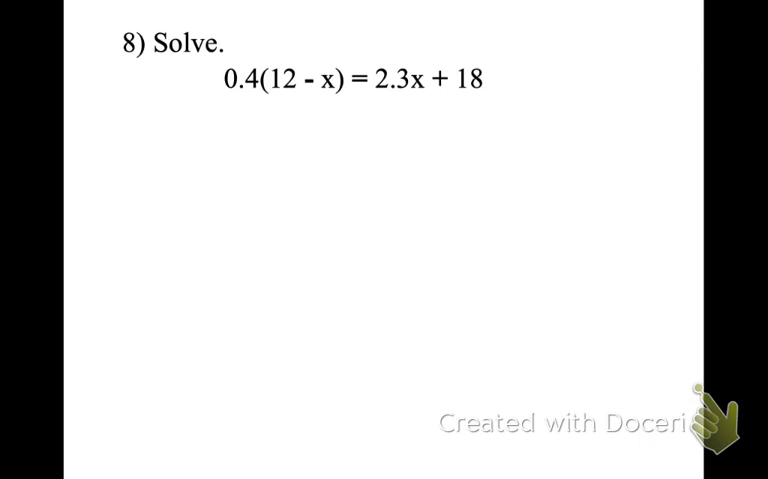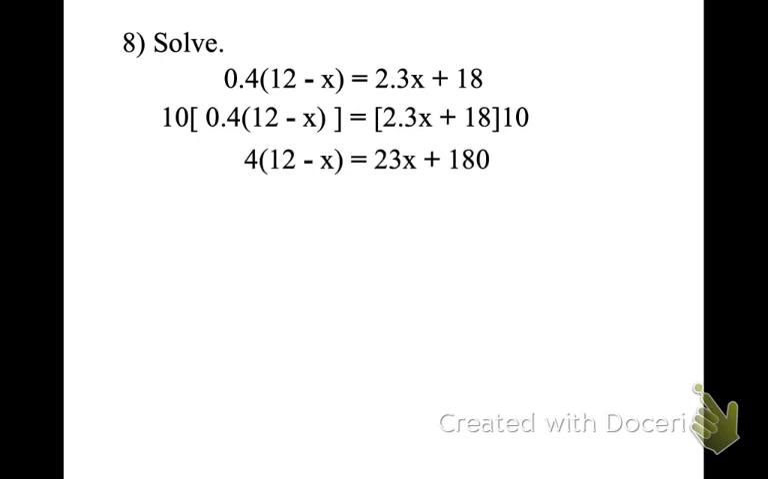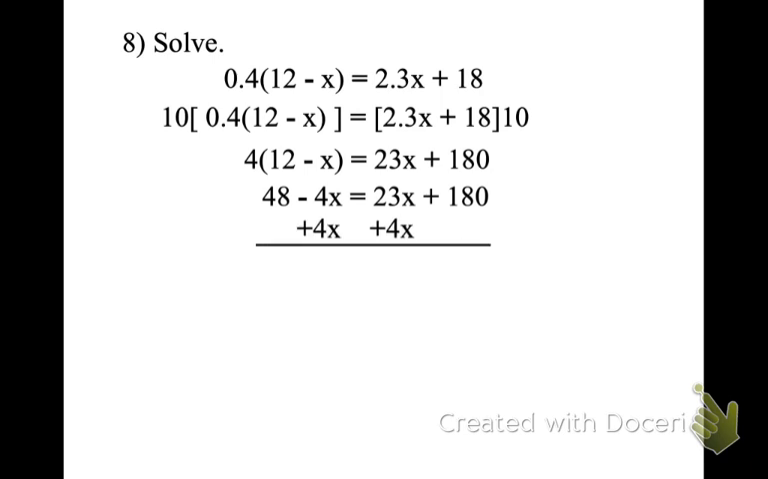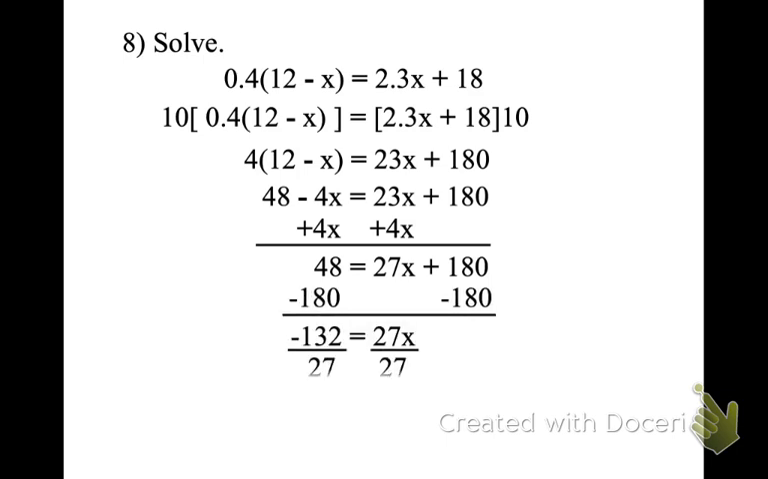Okay, one last one. I believe this is the last one. So here we're multiplying everything by 10. I'm going to get 4 times the quantity of 12 minus x. And here I'm going to get 23x plus 180. I'm going to distribute, and I get 48. And here I go. That is our final answer. And I believe it's class time for me.